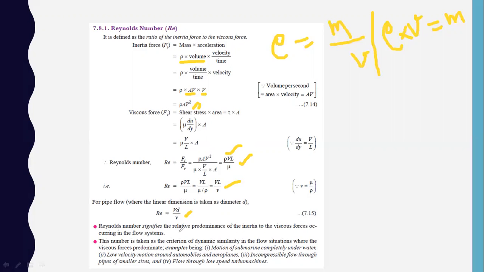Reynolds number signifies the relative predominance of the inertia to the viscous force occurring in the flow systems. This number is taken as the criterion of dynamic similarity in flow situations where the viscous force predominates. Examples: motion of a submarine completely underwater, low velocity motion around automobiles and aeroplanes, incompressible flow through pipes of smaller sizes, and flow through low speed turbo machines.